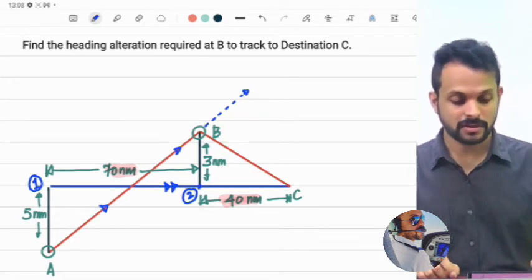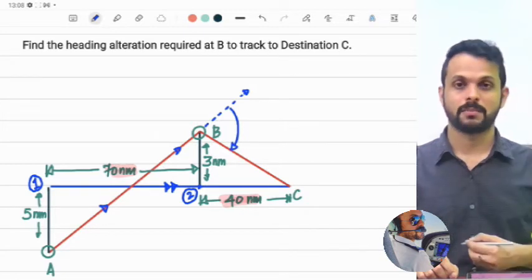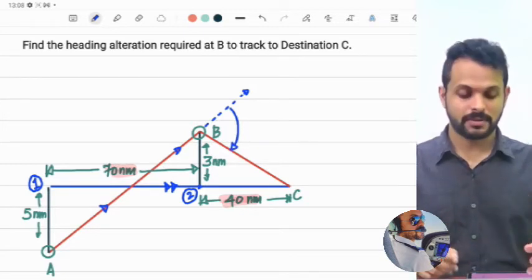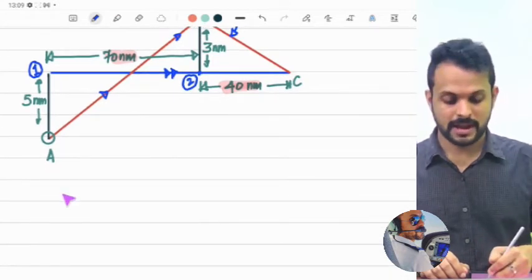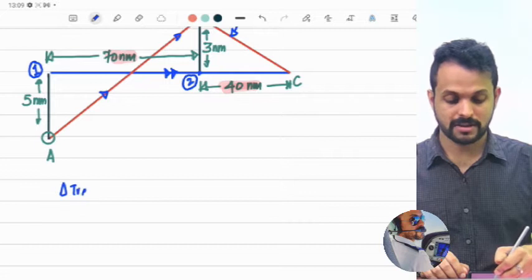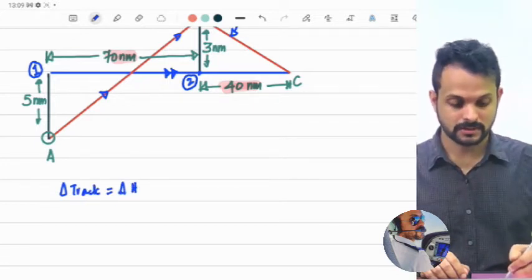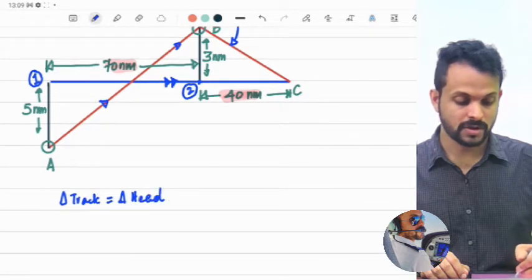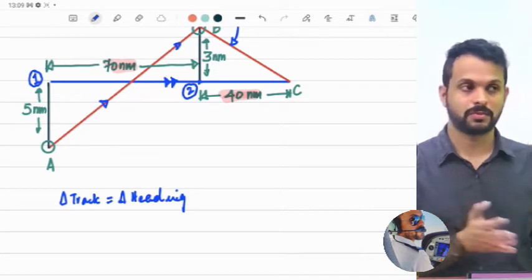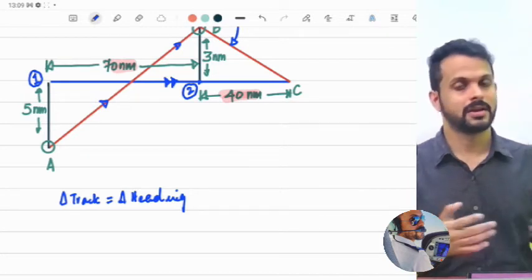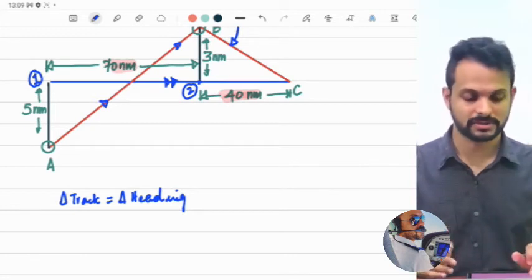Basically, we are asked to find out what heading change is required to get back to C. We have established in one of the previous questions that any change in track that you need will demand a change in heading, or else the wind should change, which is definitely not under our control. Therefore, if I want to change my track by 10 degrees to right, I need to change my heading by 10 degrees to right. All right, perfect. We have seen that before in one of the questions.